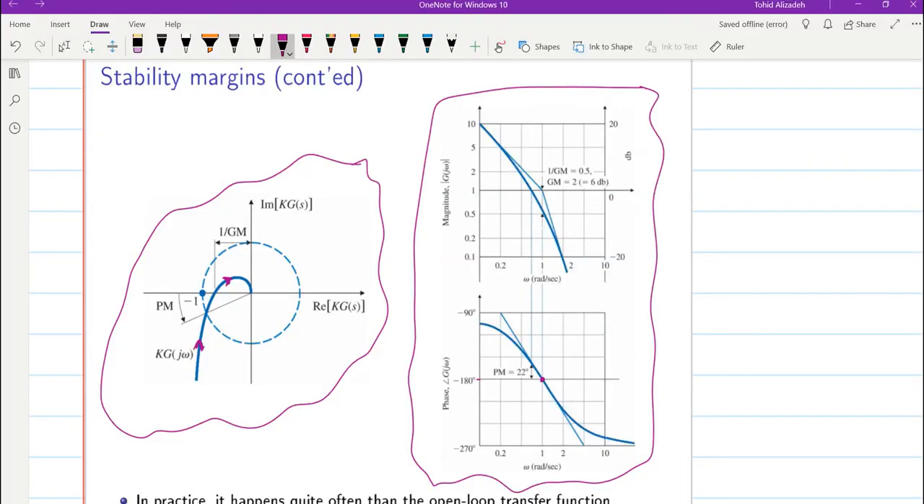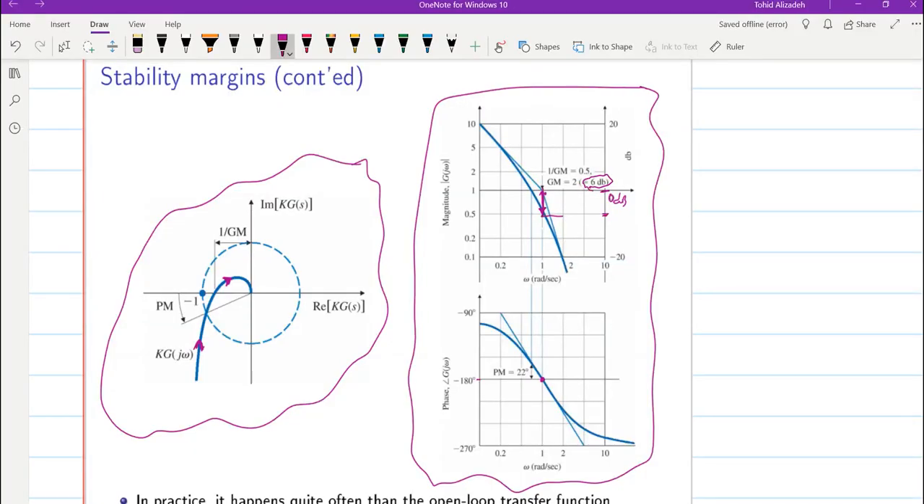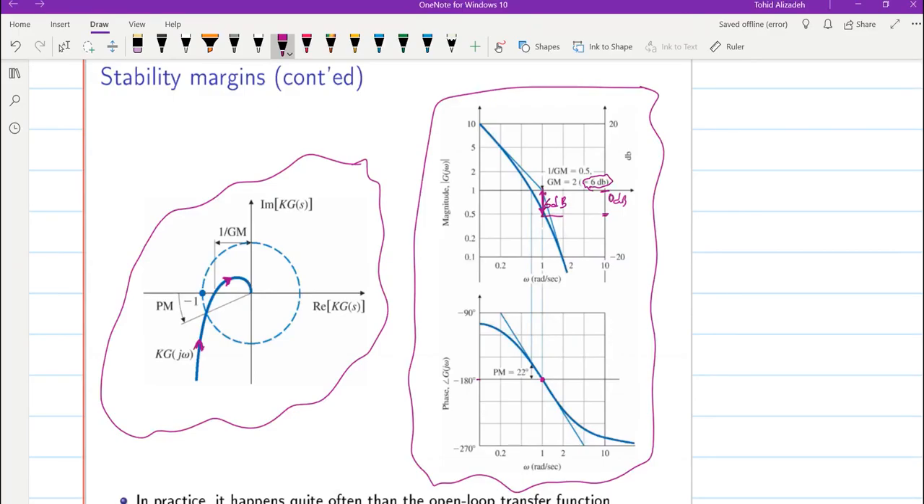And then we go to the amplitude plot. We find this frequency here. And then the difference between the 0 dB, here we have 0 dB, and the amplitude at that frequency will give us the gain margin. In this case, the gain margin for us is equal to 6 decibels. So this difference is 6 dB for us. I will talk about the phase margin in the next slide, and then we'll come back over here.